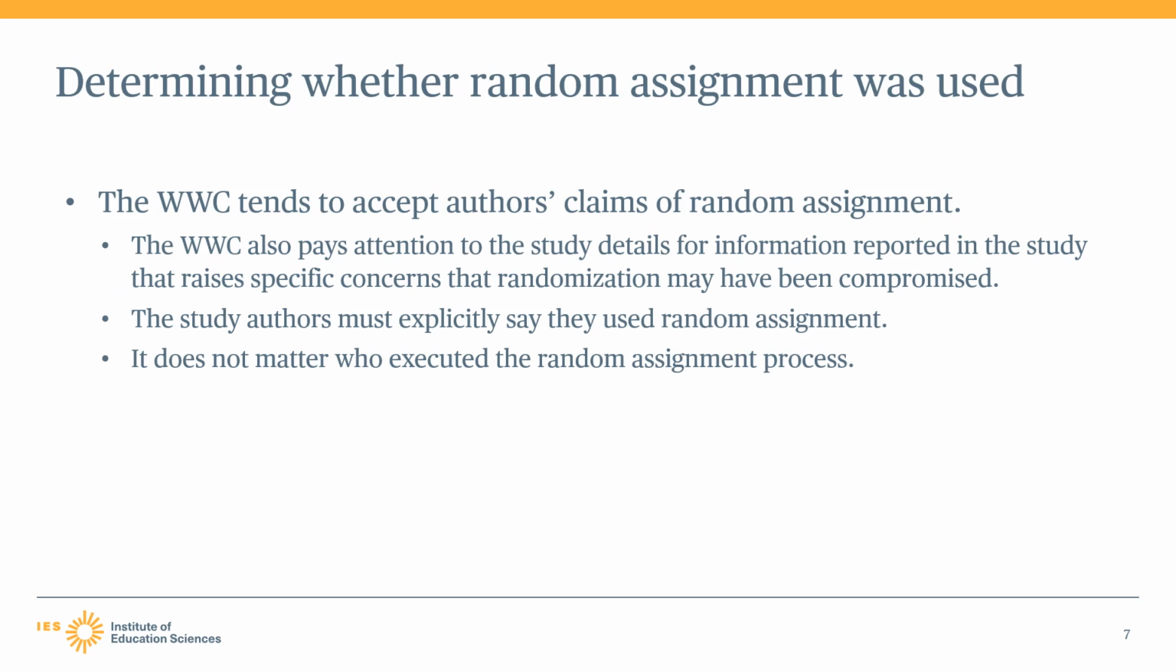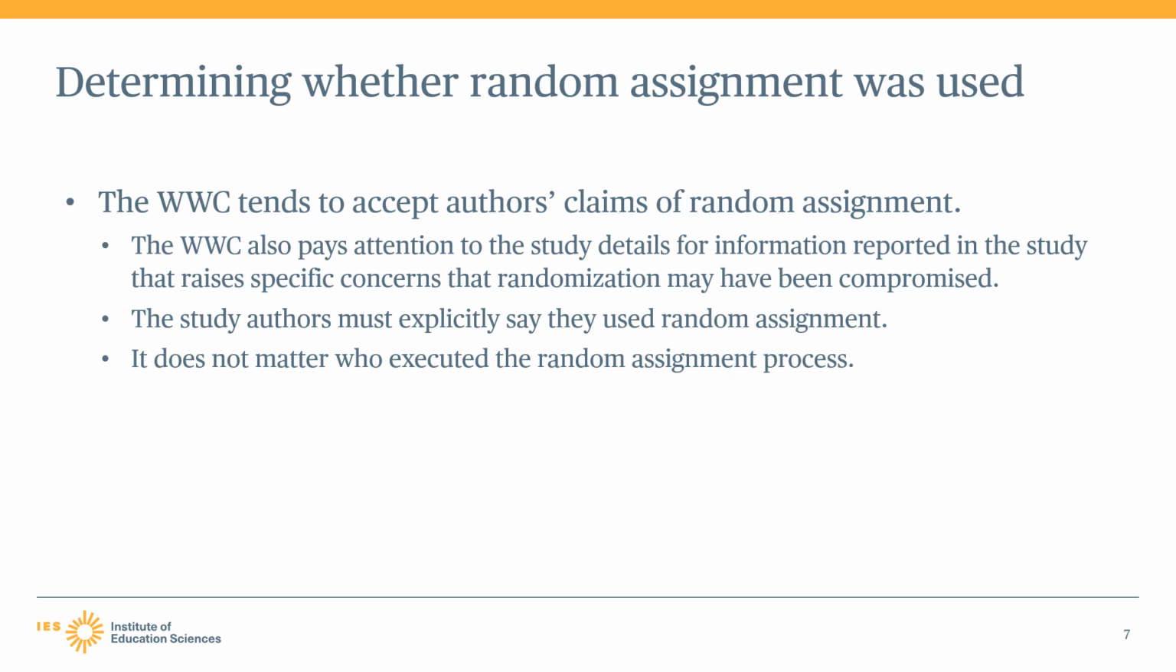In order to determine whether random assignment was used in a study, the WWC tends to accept authors' claims about random assignment. However, the WWC will still look for anything that suggests the study did not conduct well-executed random assignment. When the description of the assignment process is incomplete in the study, the WWC may contact the authors with questions. The WWC carefully reviews the entire text for a study, paying attention to how the authors describe the process and not just to the labels the authors use.